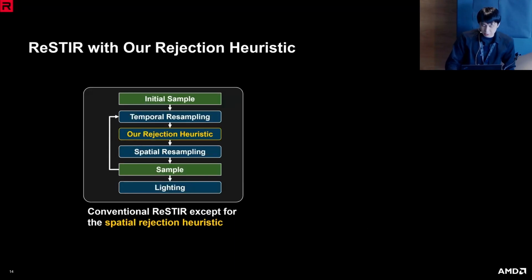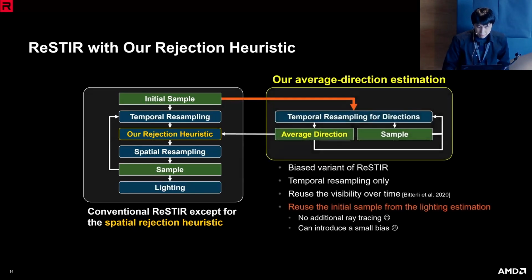This is a ReSTIR algorithm with our rejection heuristic. The left side is the same as the existing ReSTIR algorithm, except for the spatial rejection heuristic. For our heuristic, we add the right side average direction estimation. This average direction estimation is a biased variant of ReSTIR. Unlike the regular ReSTIR, our average direction estimation performs temporal resampling only and doesn't perform spatial resampling to preserve shadow edges and material boundaries.